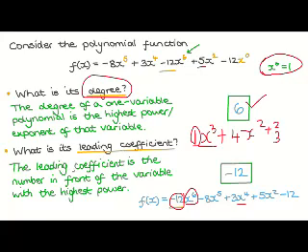Degree is nothing but the highest power of the variable. Right? What is a leading coefficient? Leading coefficient is nothing but the coefficient of the highest power of the variable. Whatever you are having with the highest power of the variable, you are having a coefficient, right? That number you will say as a leading coefficient.